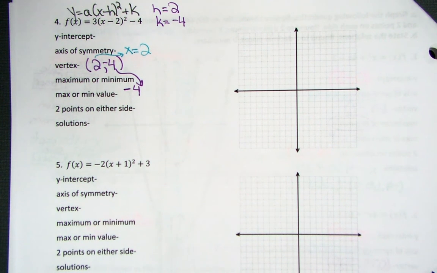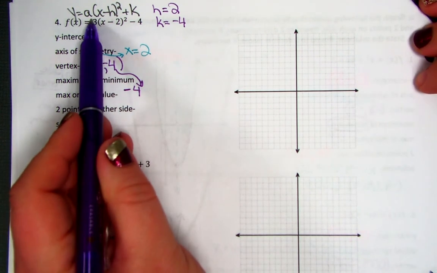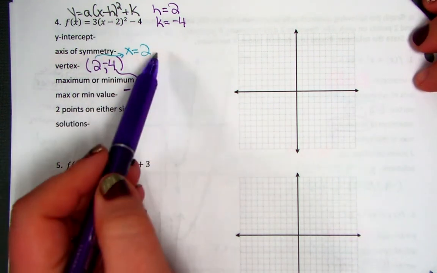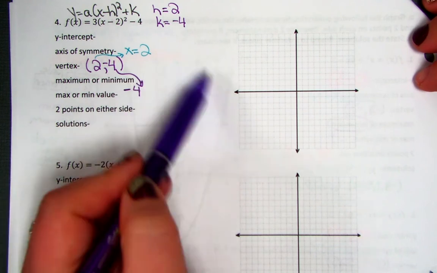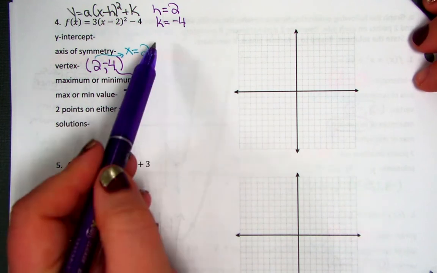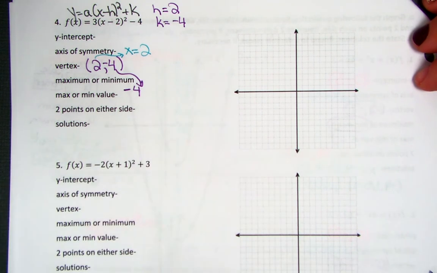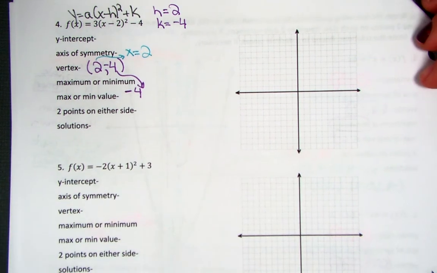Now, technically speaking, you should be able to tell whether it's a minimum or maximum without looking at the graph, because when it is a positive A value, and this is true even in standard form, it'll be opening up. When it's a negative A value, it'll be opening down. So minimum value when it opens up, maximum when it opens down. But you can always use your calculator to find it.